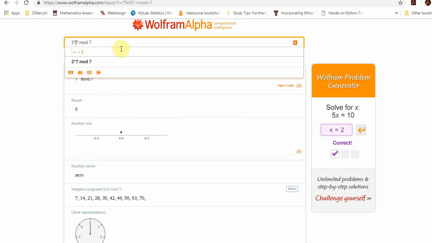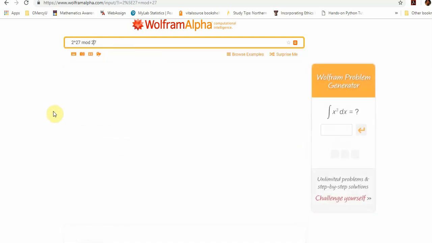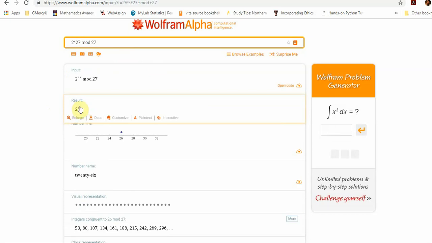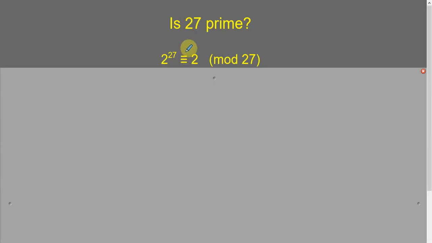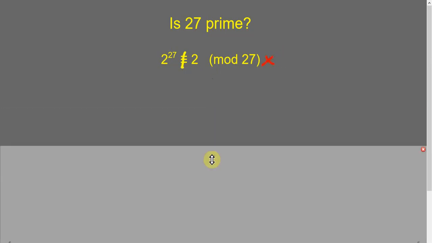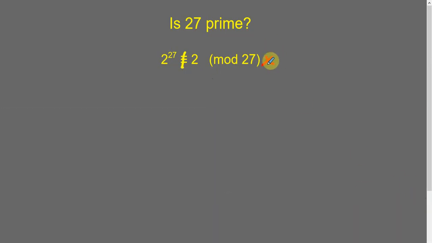So 2 to the 27 mod 27, and we get 26, which is not 2. So that's a no. So we don't have to go any further. And actually, I didn't have any more underneath this. I knew it would fail on the first one. So what does that tell us about 27? It means 27 is definitely composite. So as soon as you fail one of these, you're definitely composite. You have to be, because all prime numbers have to pass all these Fermat's little theorem tests.